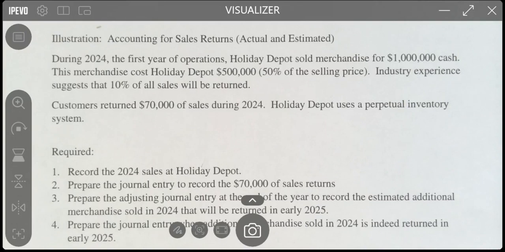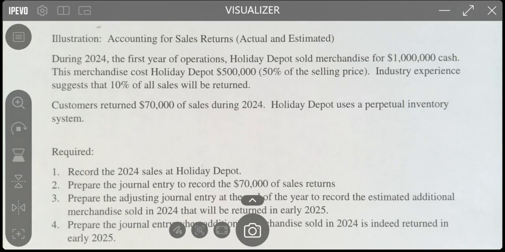During 2024, the first year of operations, Holiday Depot sold merchandise for $1 million cash. That was the total sales. This merchandise cost Holiday Depot $500,000, so they mark up twice their cost as the selling price. Industry experience suggests that about 10% of all sales will be returned. Hence, $100,000 in total of the sales this year will be returned.